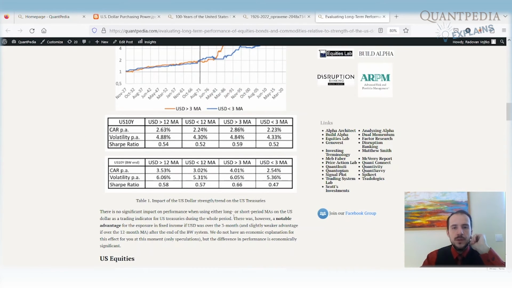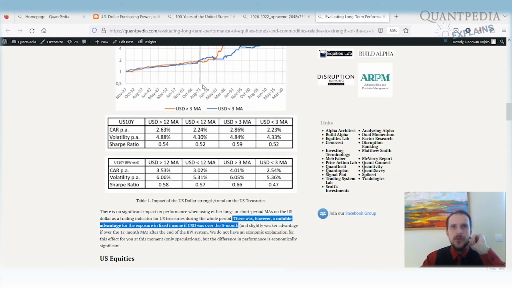What we can see for the treasuries is a notable advantage for the exposure in fixed income if the US dollar is over the 3-month average. So if the US dollar is strong, the treasuries have 4% yearly performance, and if the US dollar is weak, the treasuries have just 2.45% performance. That's after the Bretton Woods ends. Over the whole 100 years for which we have data, there is still some difference, but not as big as after 1971.